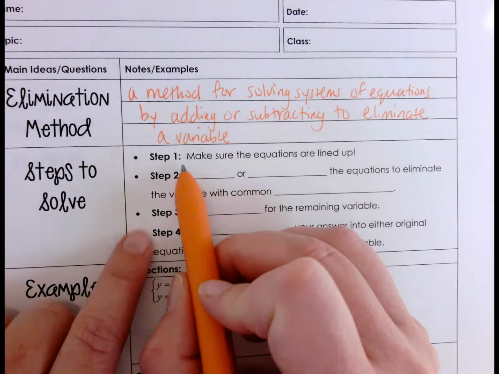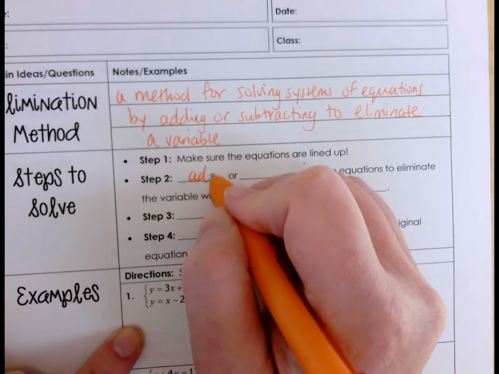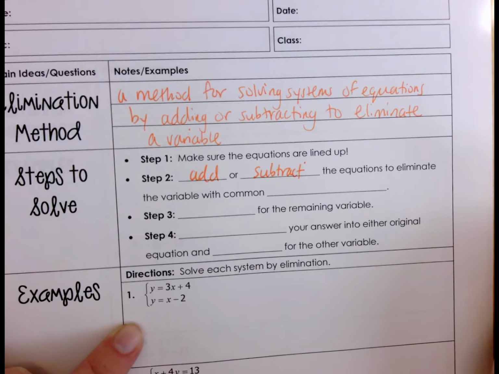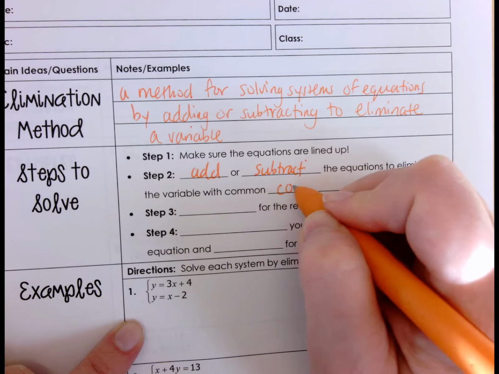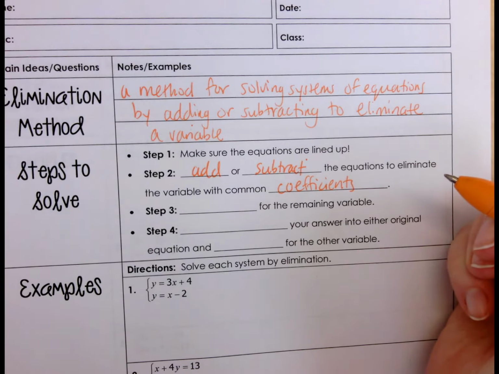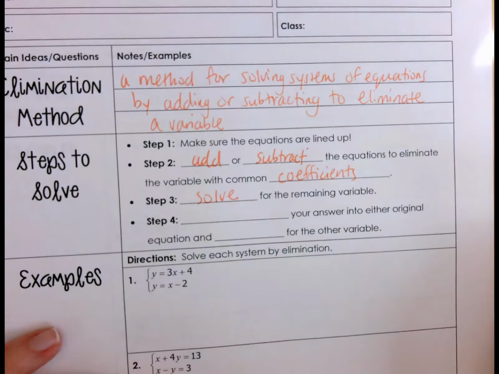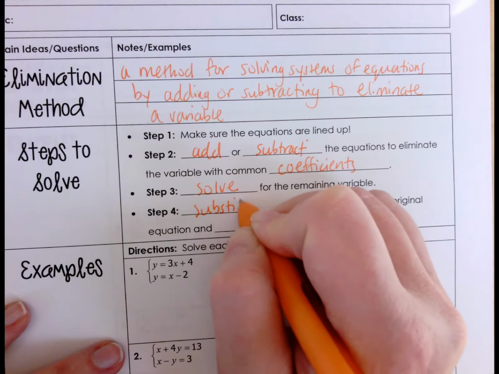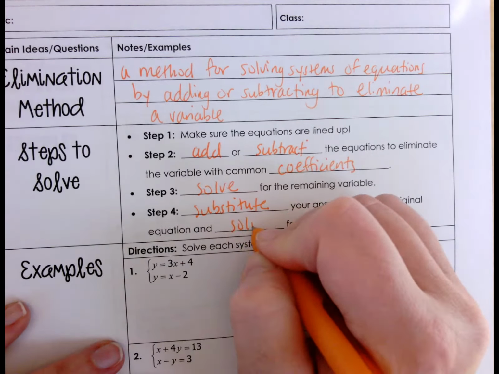Okay, so step one, make sure that the equations are lined up, and then add or subtract the equations to eliminate the variable with common coefficients. Then we're going to solve for the remaining variable. Step 4 is to substitute your answer and solve for the other variable.